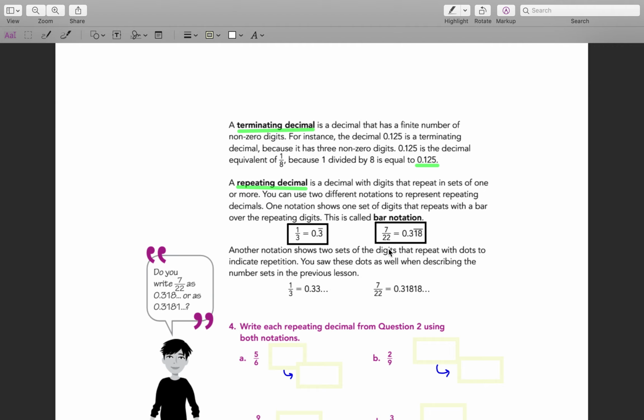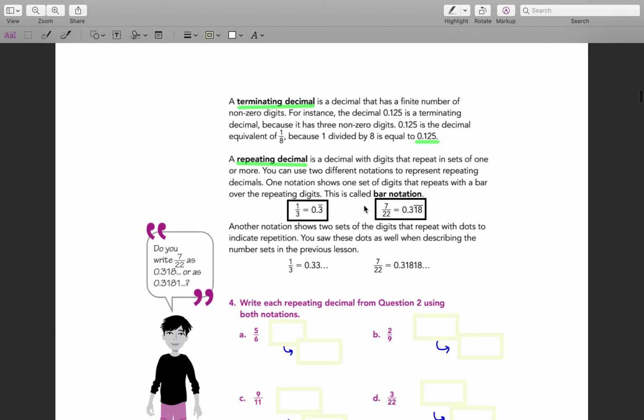Same thing for 7/22, it's 0.318. Notice how there's a bar notation on top of 1 and 8. That means 3 is not being repeated, but 1 and 8 are being repeated. So it's 0.318181818 and so on.